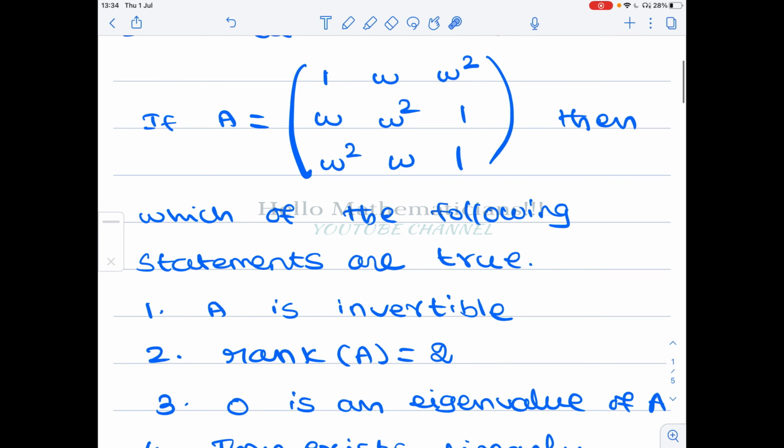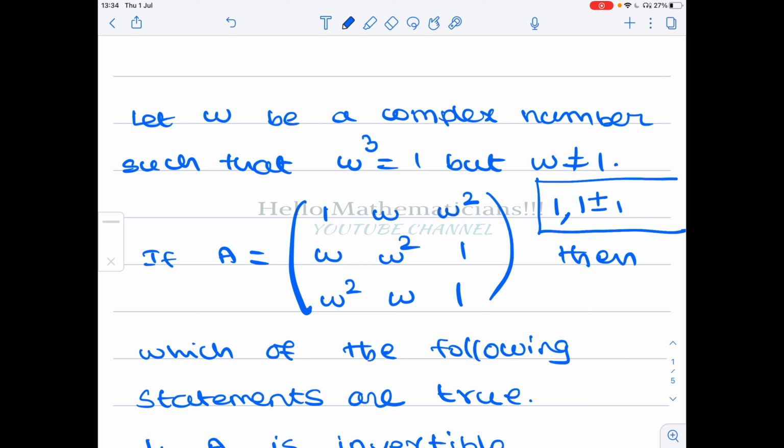Here, if you noticed, it is a matrix with complex entries, right? Why is it a matrix with complex entries? There are three cube roots of unity. Let me write them here separately. The first cube root of unity is 1, because 1 cube is 1. The other two cube roots of unity are (1 plus or minus i root 3) by 2.